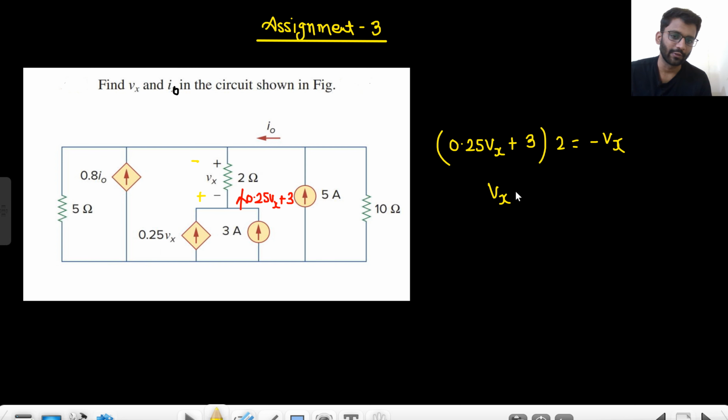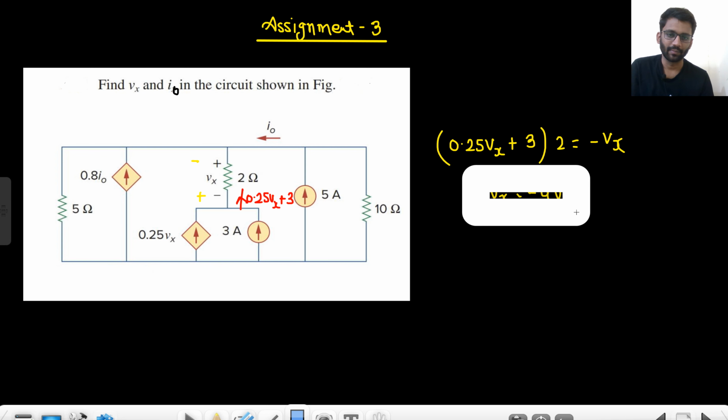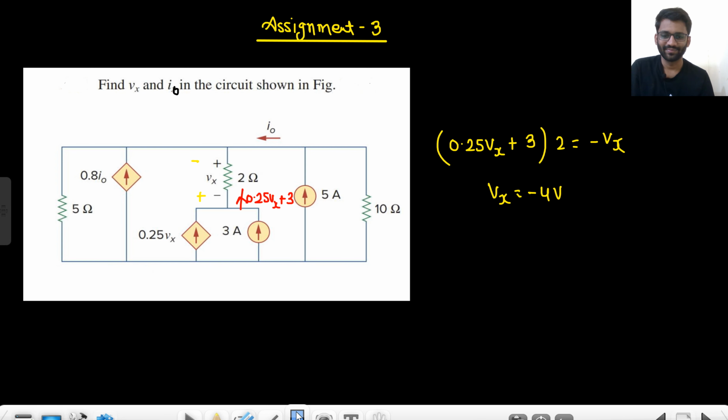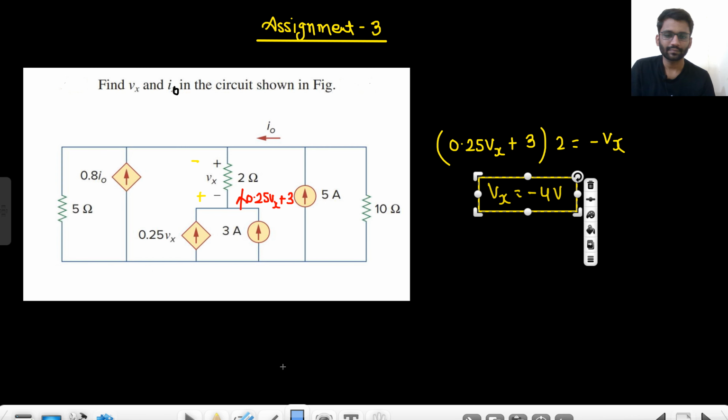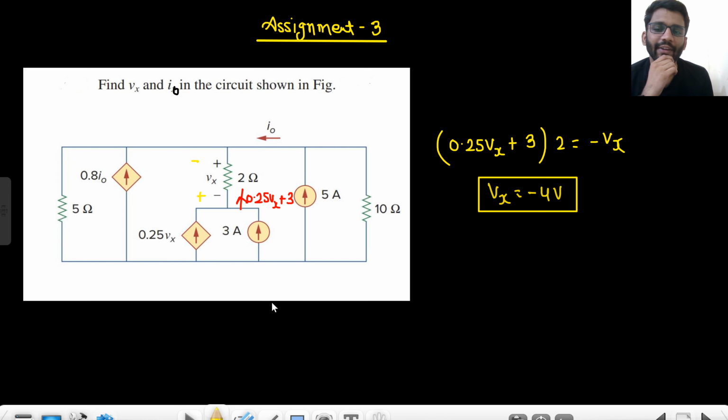So from here your value of Vx would be 6 upon 1.5, minus 4 volts, right? So the value of Vx is coming out to be minus 4 volts. Okay, now you need to find the value of I naught.